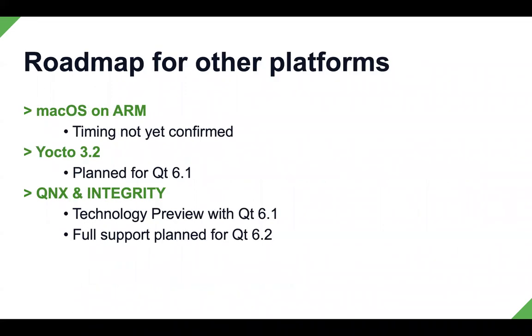There's some roadmap for the other platforms. We are looking into getting also a native build for macOS on ARM. Timing is not quite clear yet, but we're looking into providing that to you as well, of course, as a cross-platform toolkit. We want to make sure that we can support that. Yocto 3.2 is planned for Qt 6.1. And we'll also add back the real-time operating systems QNX and Integrity, where we're planning a technology preview with Qt 6.1 and the full support with Qt 6.2.